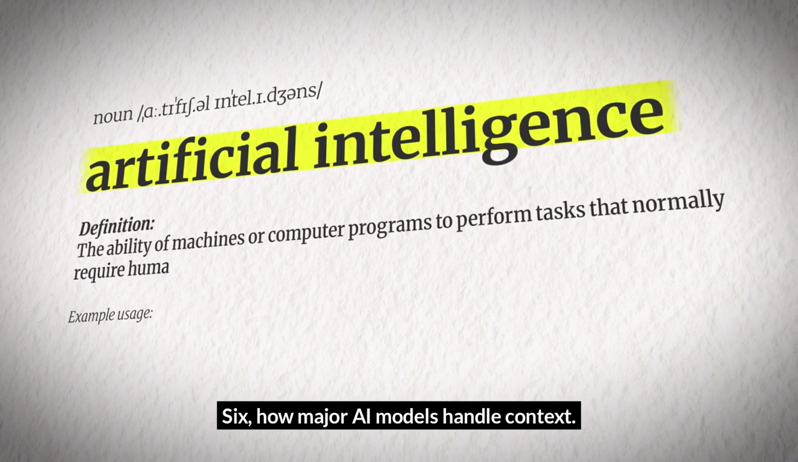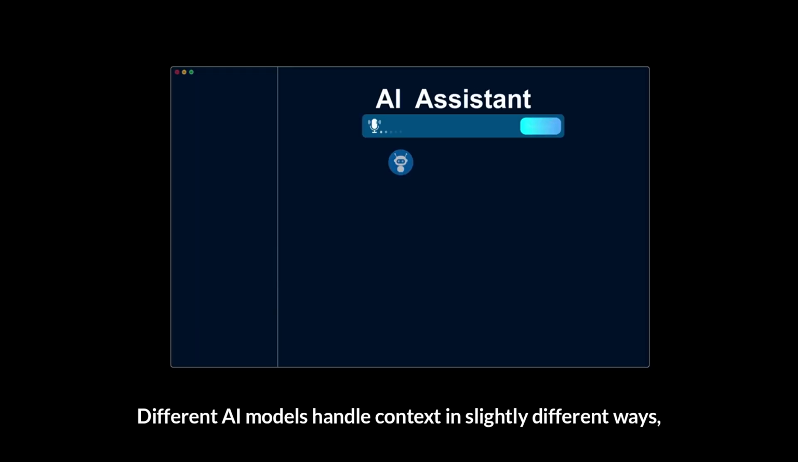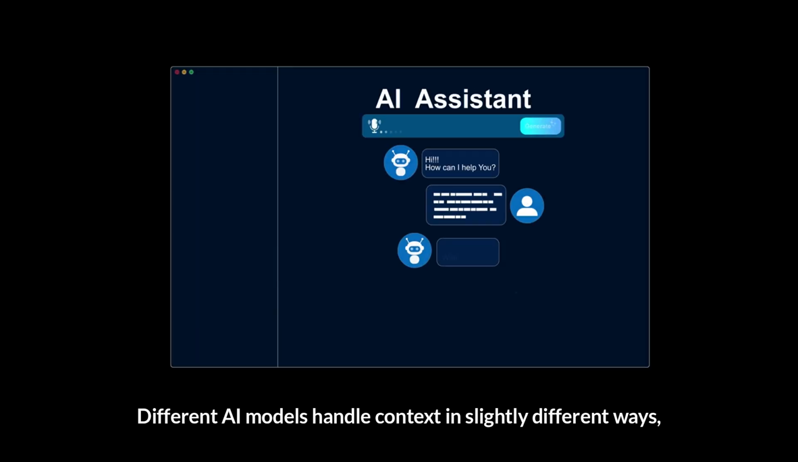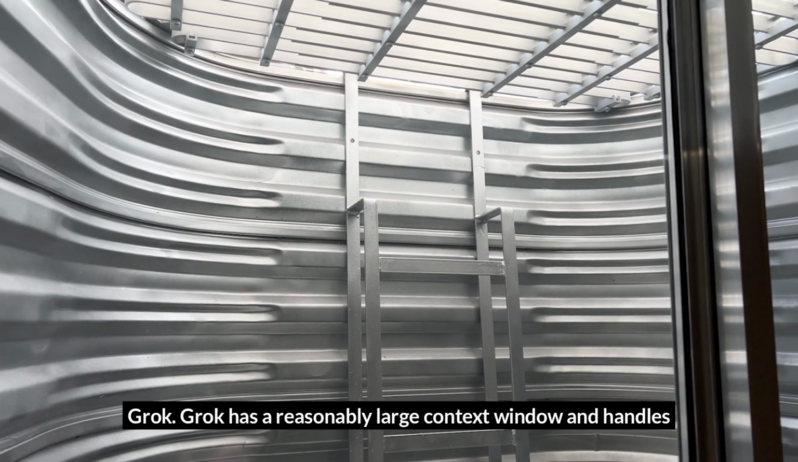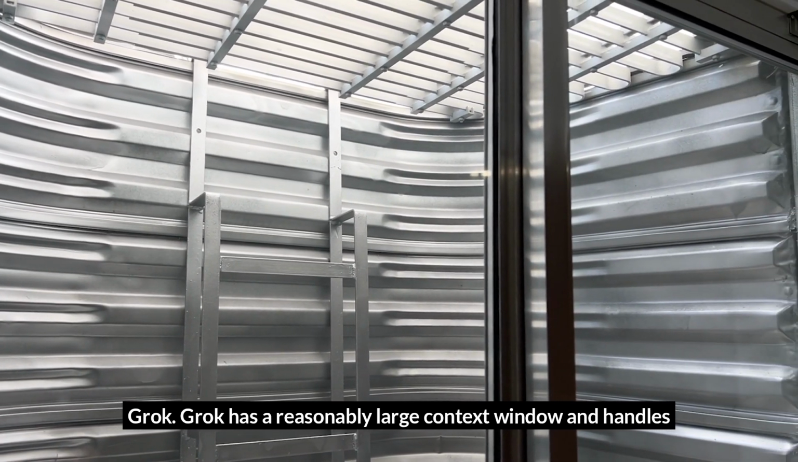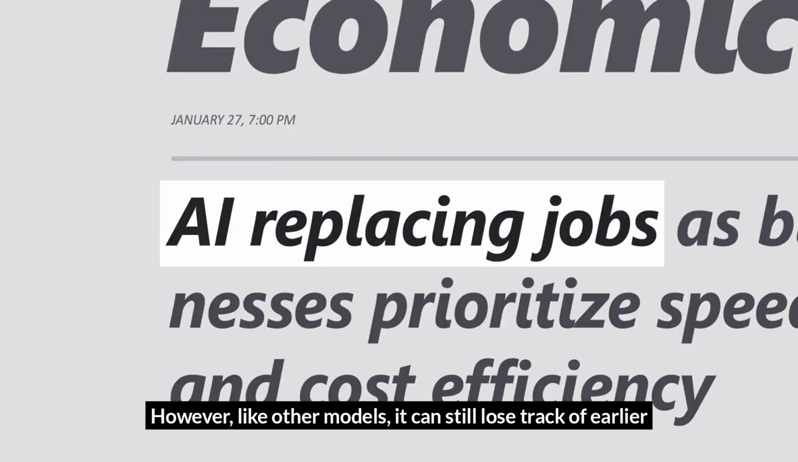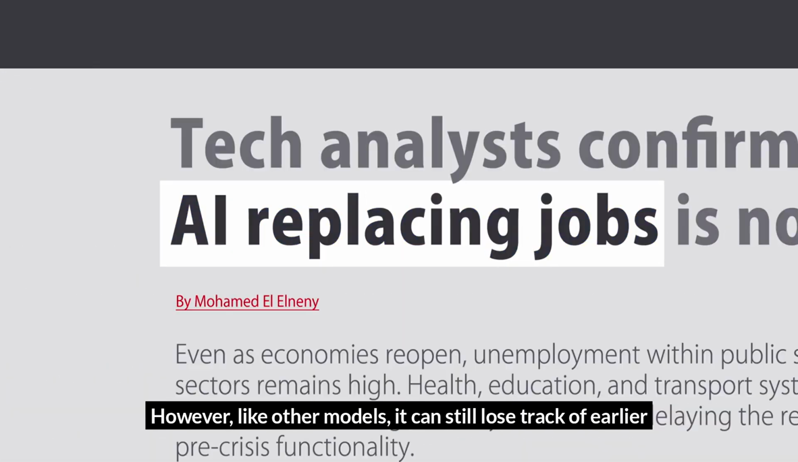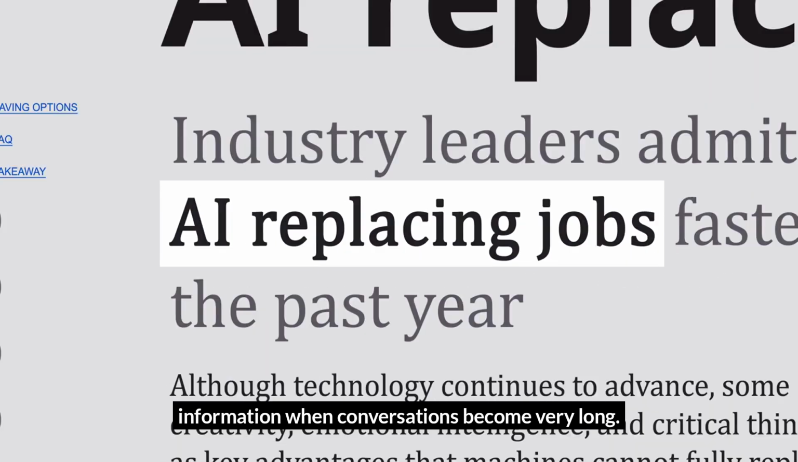6. How major AI models handle context. Different AI models handle context in slightly different ways, though they all face the same fundamental limitations. Grok has a reasonably large context window and handles long conversations relatively well. However, like other models, it can still lose track of earlier information when conversations become very long.